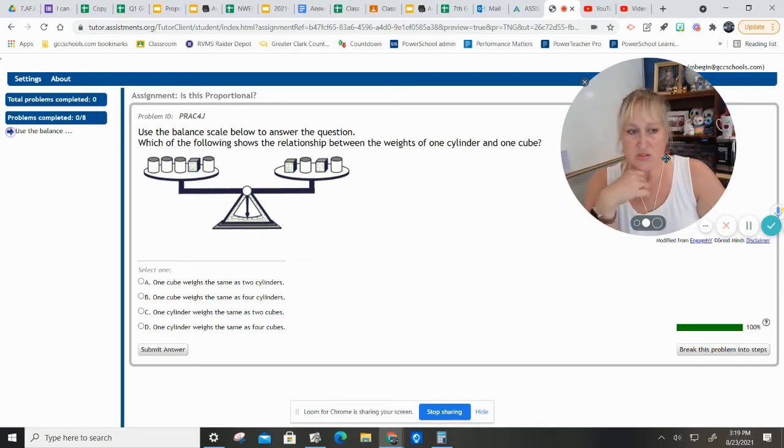Okay, so I'm going to do this one along with you, I hope. We'll see how it goes. So I want to make sure that we understand what we're doing and what we're working towards. We're trying to figure out if things are proportional.